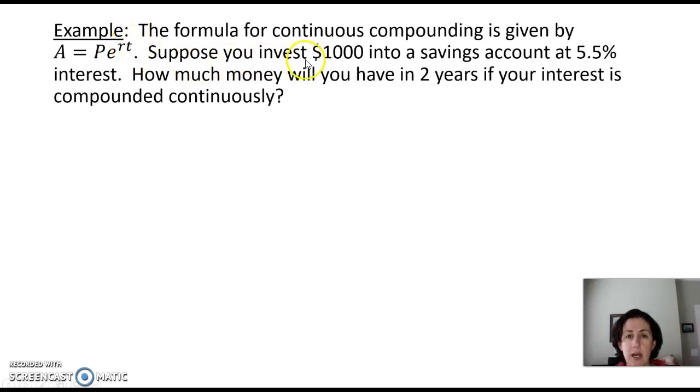So if we're going to invest $1,000 into a savings account at 5.5% interest, how much money will we have in 2 years if we're compounding continuously? So we are going to use this A equals P e to the rt formula. We're looking for the future value, how much we're going to have. We know our principal amount, how much we start with today, is 1,000. E is a constant that stays. R would be the interest rate 5.5%, which if I move this decimal place over 2 places to the left will be 0.055, and t will be 2 years.